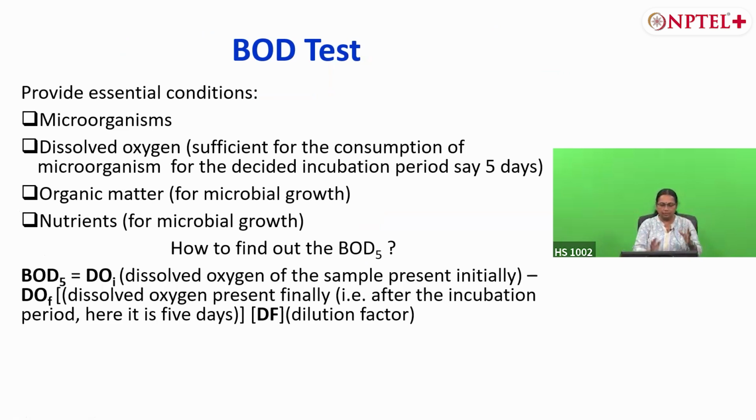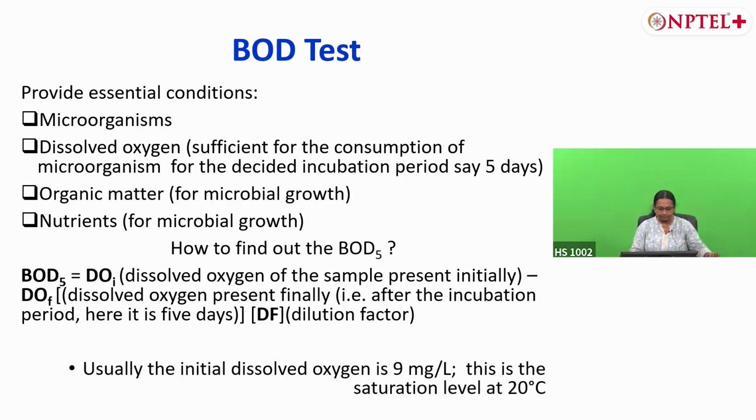So what we do is, you have a wastewater, you take it and dilute it enough so that whatever dissolved oxygen is available in the bottle will be sufficient for the microorganisms to oxidize the organic matter. So we have to dilute the wastewater if it is strong. You find the initial dissolved oxygen, and after 5 days you find the dissolved oxygen present in the bottle. You find the difference and multiply by the dilution factor, and you will be getting the BOD. So dilution we have to do properly.